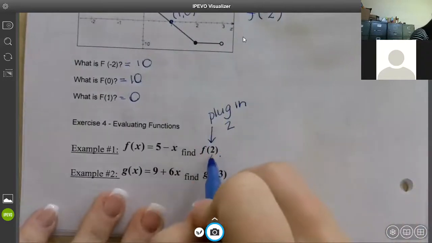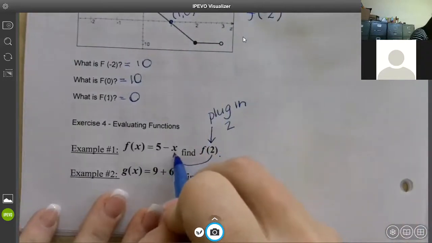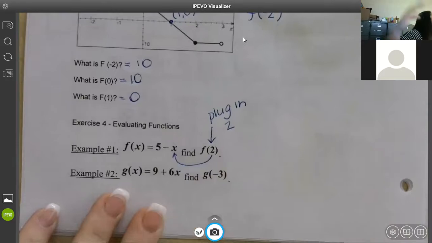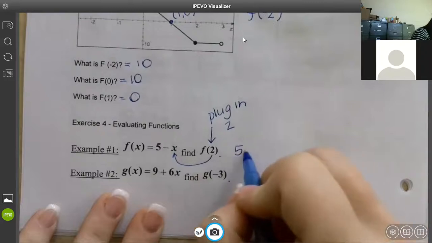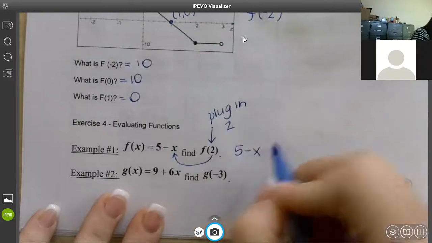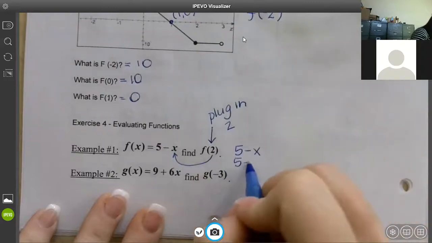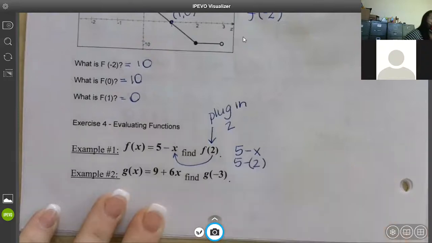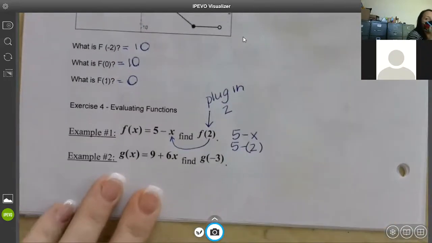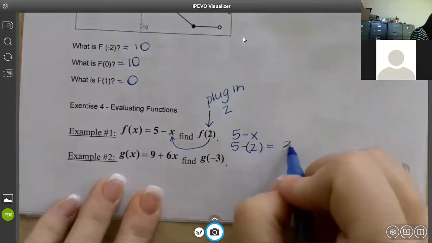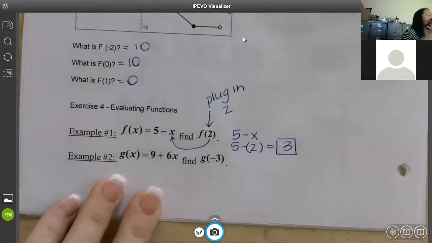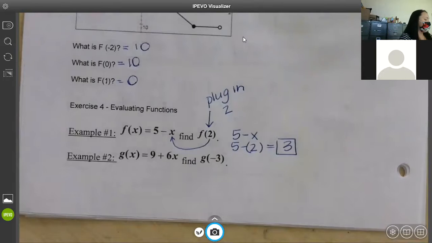So you're going to take that 2 and put it in for any x that you see. If there's 5 x's in there, you're going to put it in for every single x, okay? So we're going to rewrite our function. But now I'm going to plug in 2. And I put it in parentheses just in case I have a negative, like on the next one. And then you guys can just use your calculators. 5 minus 2 is 3. That's all you do. Plug in, put it in your calculator.